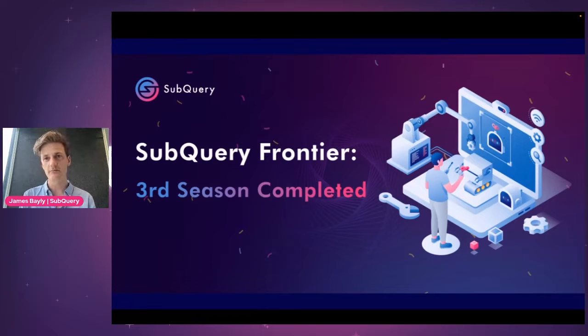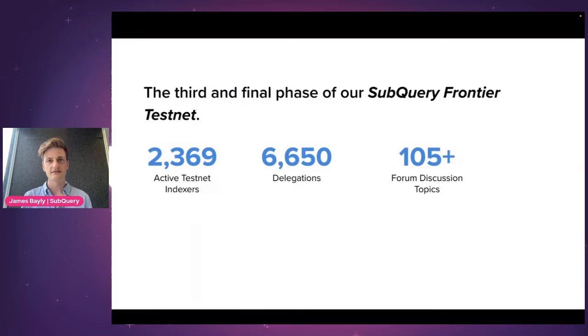We did 3 seasons, and I want to share a bit of a story about what we experienced during this testnet. Now, this testnet was a resounding success. The third and final phase of SubQuery Frontier, we had over 2,000 individual active indexers participating. An indexer in our testnet is quite similar to a validator in another network. We had over 6,500 delegators and over 100 forum discussion posts.